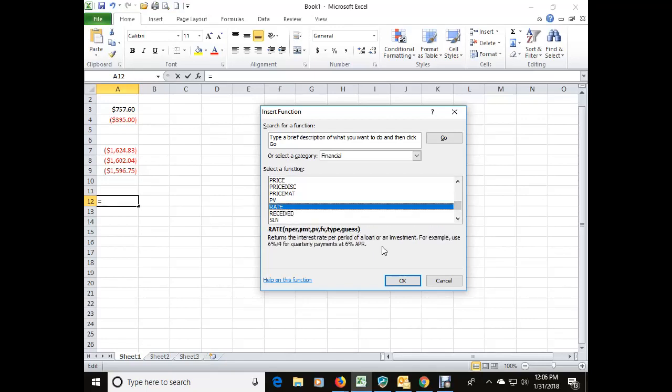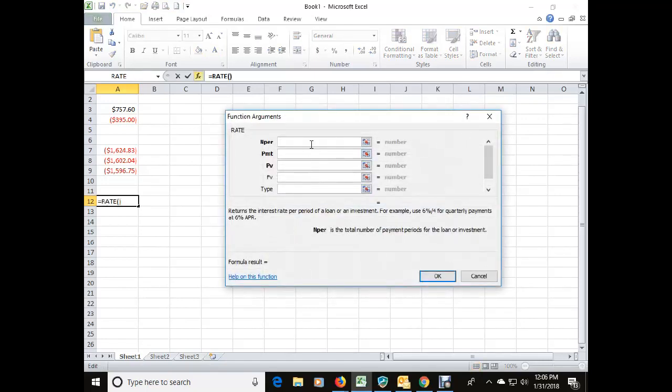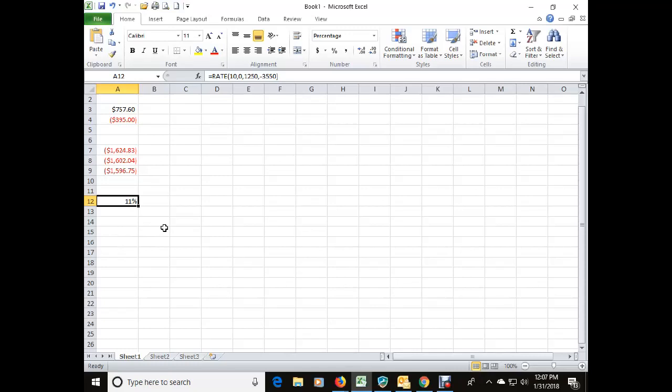So we come down here and we solve for rate, and the number of periods for Bruce is 10 years. There is no payment. The present value is $1,250. That's how much he initially invested, and the future value is $3,550. Now we need to make one of these negative. So now we'll change this to -$3,550, and then we will be able to get that to be 11%.